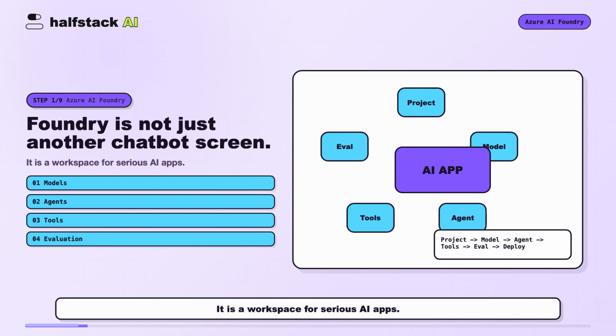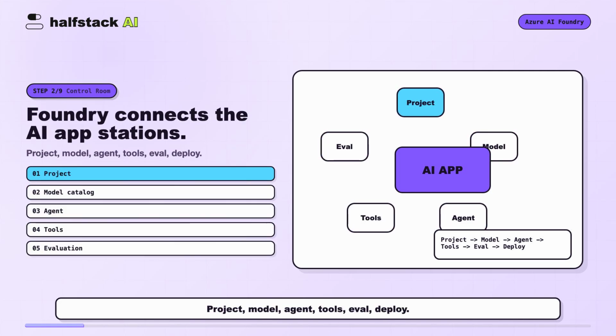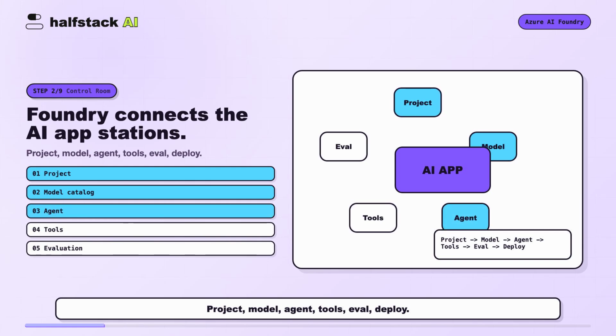Think of Foundry as a control room. The project organizes your work. The model catalog helps you choose and compare models. Agent service connects models with instructions and tools. Evaluation checks quality, safety, latency, and cost. Deployment turns a prototype into something an application can call.